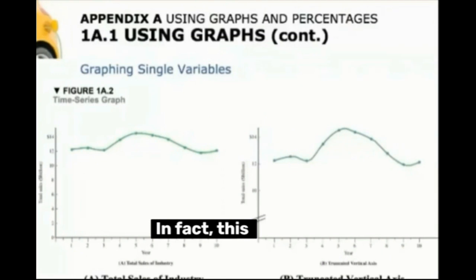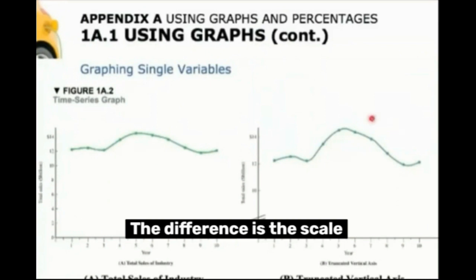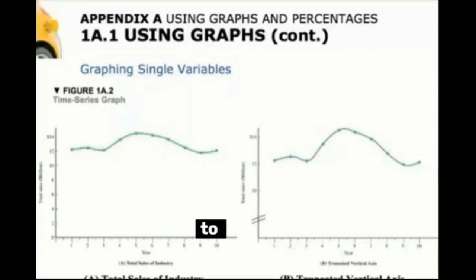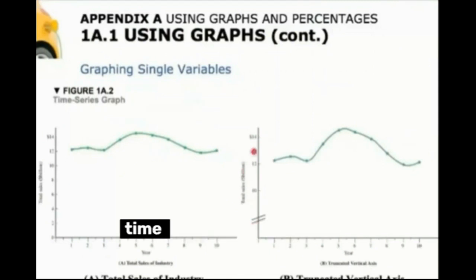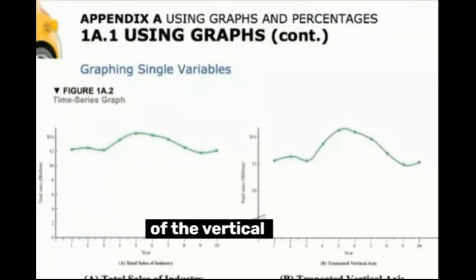Now, it's important to understand how these graphs look. In fact, this graph is the same graph as this graph. The difference is the scale of the vertical axis. You can notice the one here on the left goes from 0 to $14 billion. In this one, there's a truncation in the axis. The vertical axis goes basically from 10 to 14. So it looks like this variable goes up and down more than this variable, but in fact they're the same variable, they just have a different scale. So when you're looking at a graph, and particularly a time series graph, you want to look at what the scale of the vertical axis is.